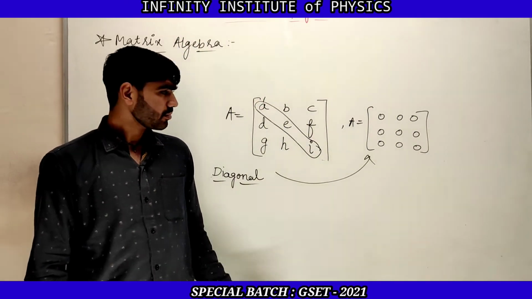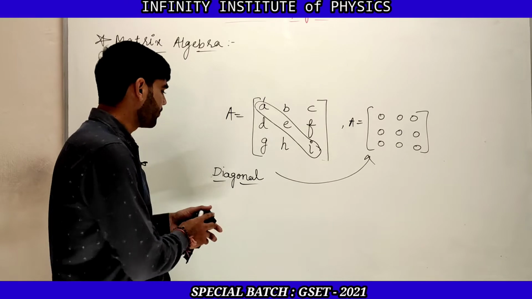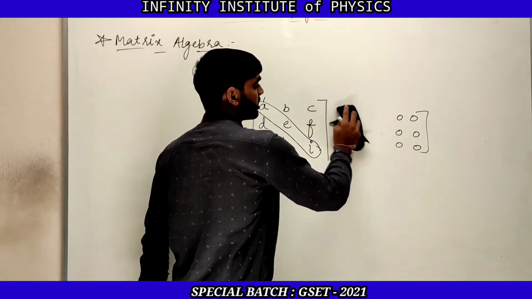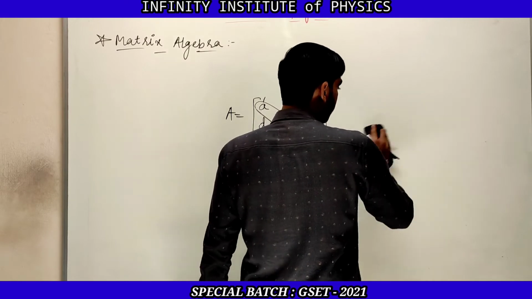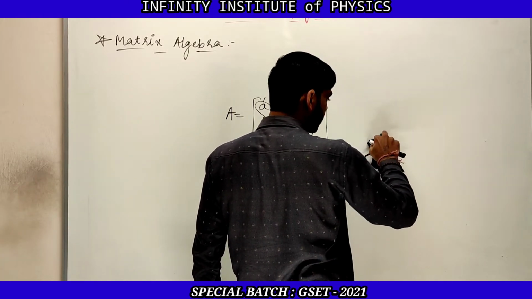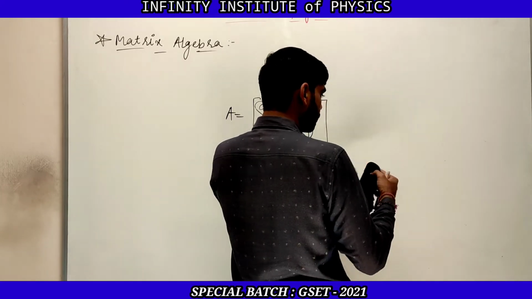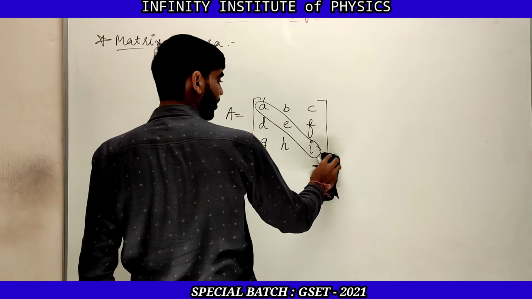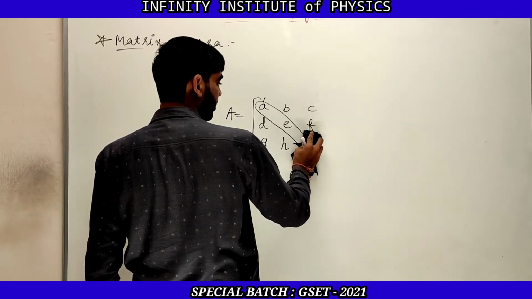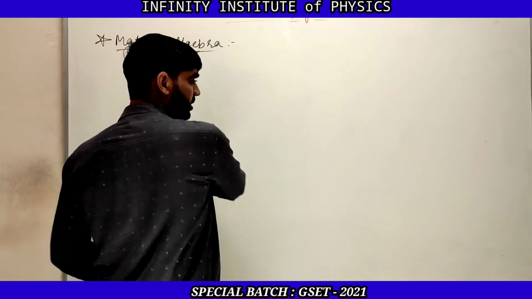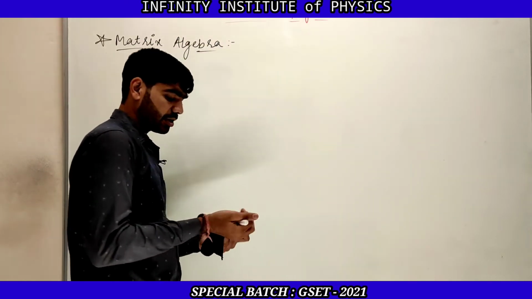Otherwise it is said to be non-diagonal if one of the entries other than the principal diagonal is non-zero. Now next, first of all, let me tell you about the determinant. I hope everyone is aware of how to find the determinant of a 2 by 2 matrix and a 3 by 3 matrix. So first of all, let me explain the determinant of a matrix.